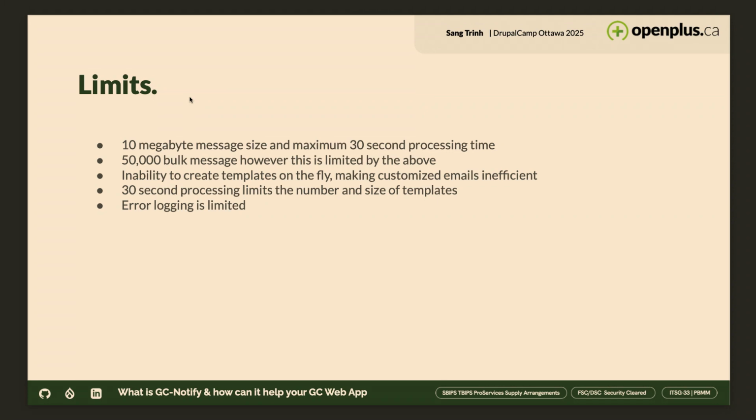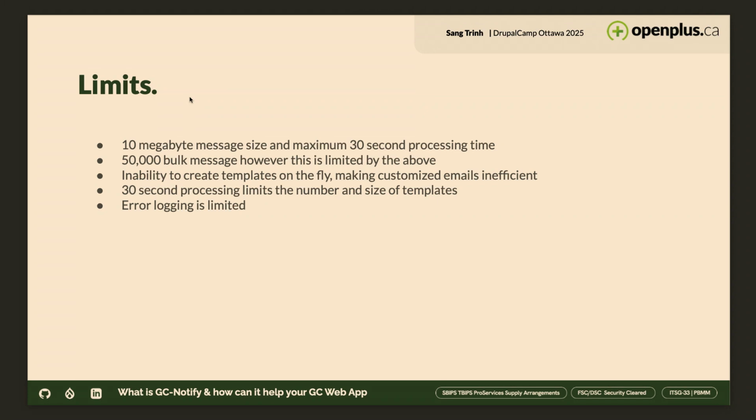One of the issues that we have as far as limits are concerned is this notion of the size of the message. There's a 10 megabyte message size and a 30-second processing time limit. Message size is important for us because in our implementation, we've got a token for the message because the message changes every time. We're not sending out, hey, our system is down. That message changes every time we send out a notification, because obviously it's a different recall.